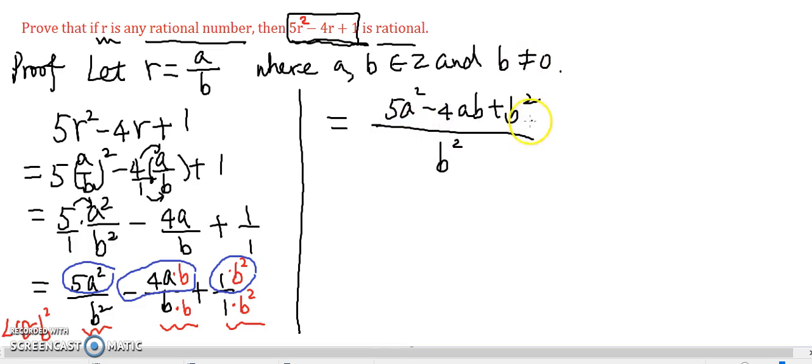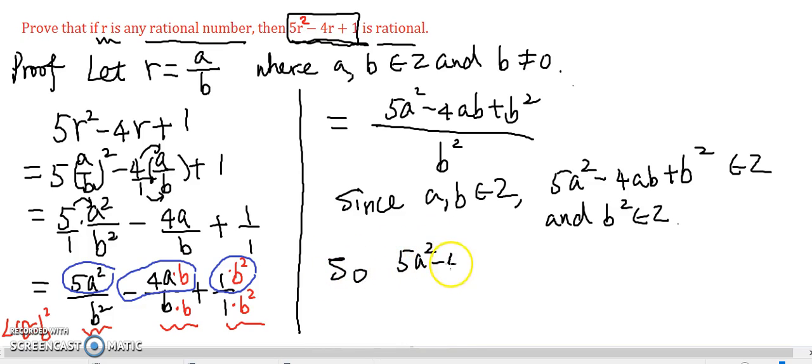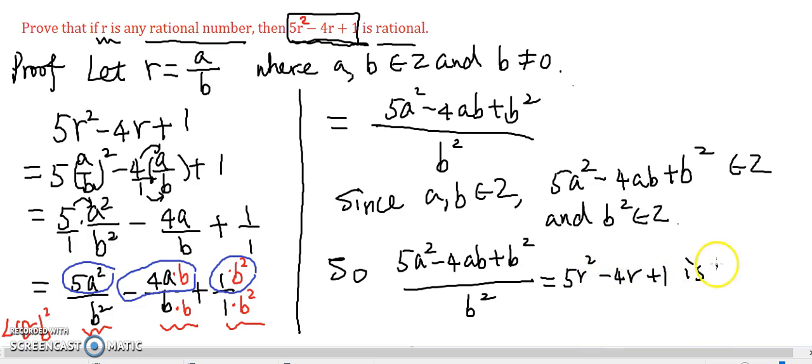Now we can look at the final answer, the simplified form. That's apparently a fractional form. All we have to verify now is the top and the bottom, make sure they're both integers. Since a and b are integers, the top, 5a squared minus 4ab plus b squared, is an integer, and the bottom, b squared, is an integer, because when we multiply integers, square integers, add, or subtract integers, we still get integers. So we can say 5r squared minus 4r plus 1 equals 5a squared minus 4ab plus b squared over b squared. This is the simplified form, and it is rational because it's a fraction.